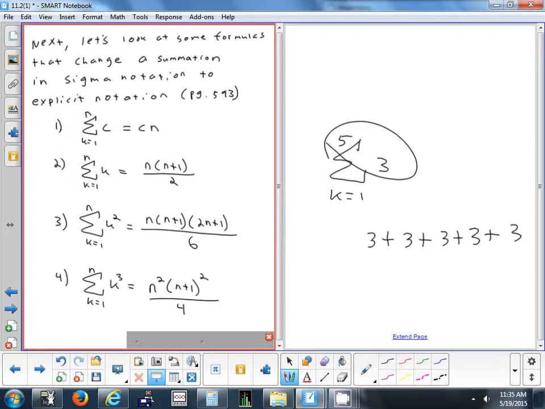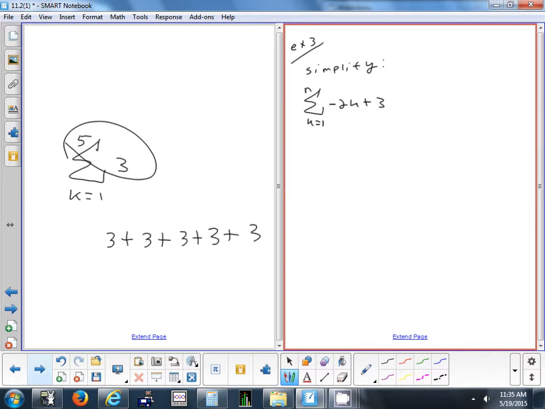Okay, so what's nice about these formulas is they basically take something that's written as sigma and change it to a formula. So you can just plug in for n and find whatever answer you want. You don't have to go through and find everything that comes before it. Okay, so let's try that.